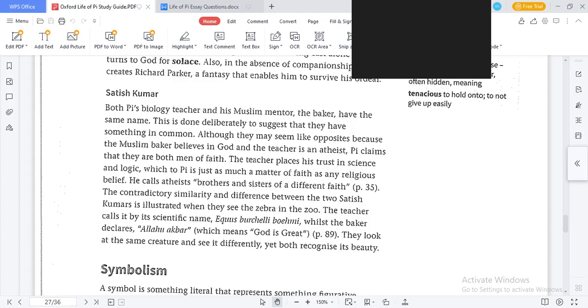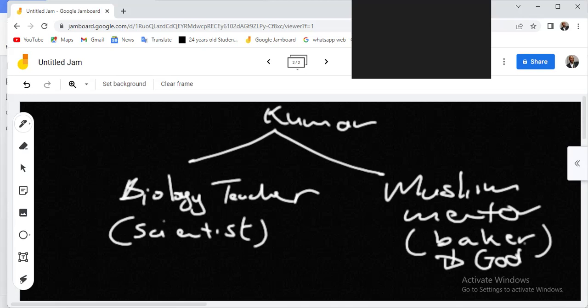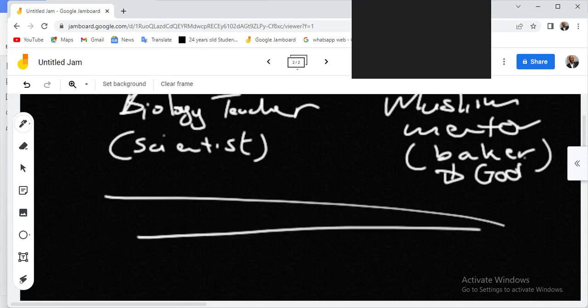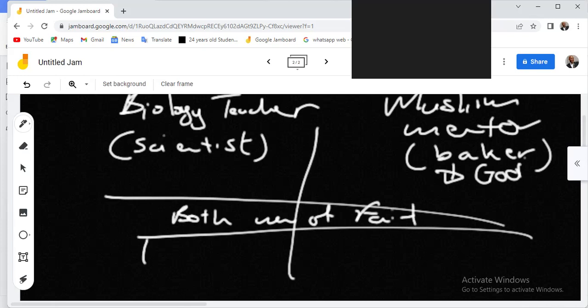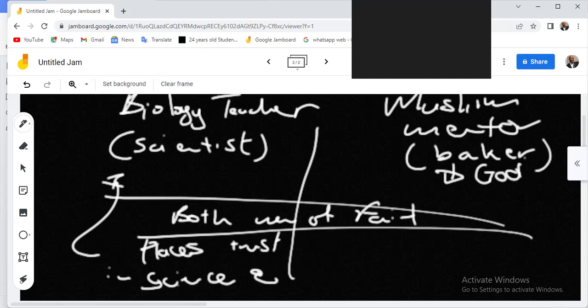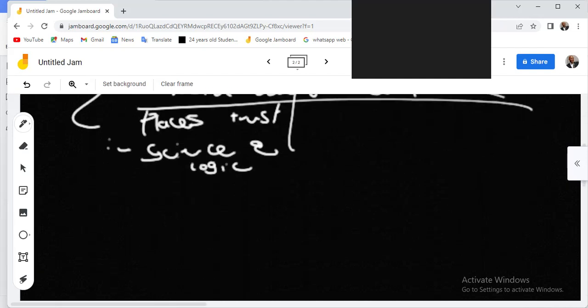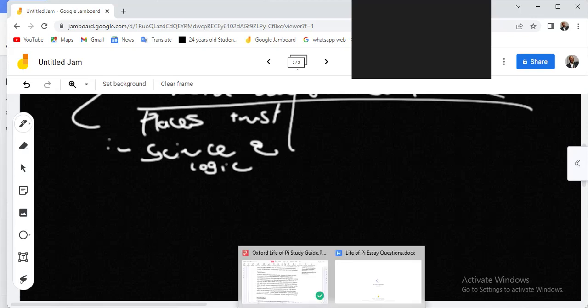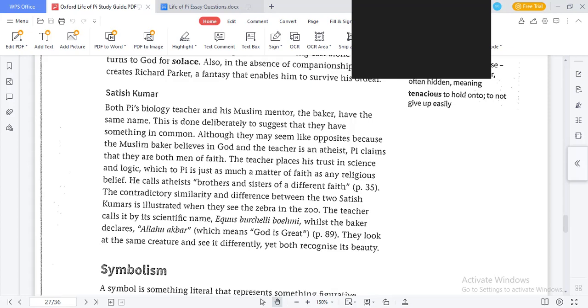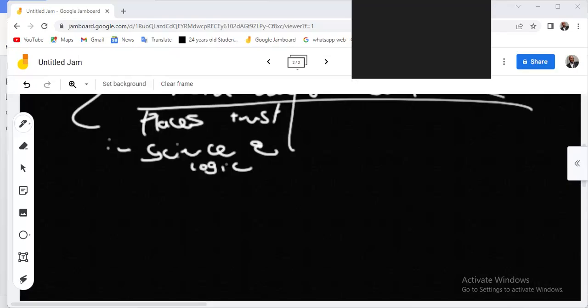The teacher places his trust in science and logic. Let's do this. Why does Pi say both men of faith? Then I would go on and say the teacher places trust in science and logic. It takes great faith to do that. You see that? Let's read on. The teacher places trust in science and logic, which to Pi is just as much a matter of faith as any religious belief. He calls atheists brothers and sisters of different faith.